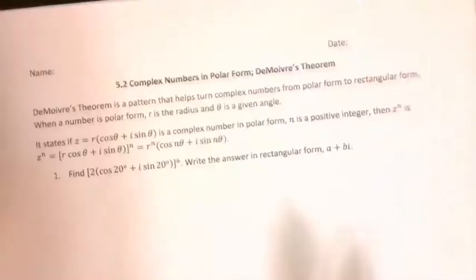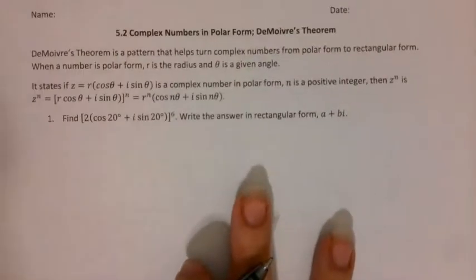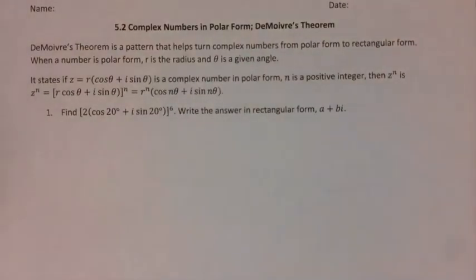Okay. Then the last thing I have to teach you is DeMoivre's theorem. It's a pattern we use to turn complex numbers from polar to rectangular form. And when a number is in polar form, it'll have r as the radius and theta as a given angle. So these are the ones you've probably seen with the curly graphs that go around the origin.